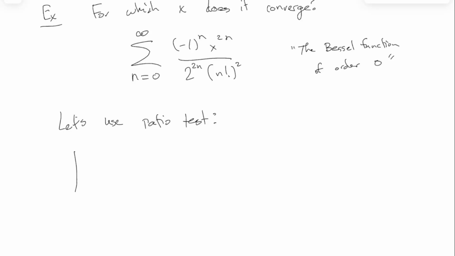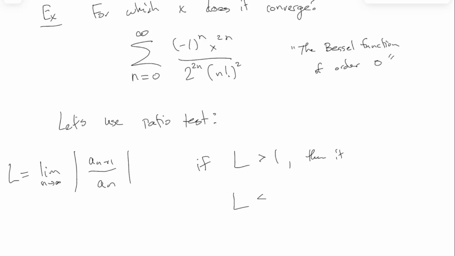Anyway, let's just do the ratio test. So I hope everybody remembers the ratio test. Anyone remember how the ratio test goes? This is on the homework that's due tomorrow. This we called L, and then it said something about if L whatever, then it converges. Anyone remember this? Is it greater than 1 or less? Yeah, if L is greater than 1, then it diverges. If L is less than 1, then it converges.